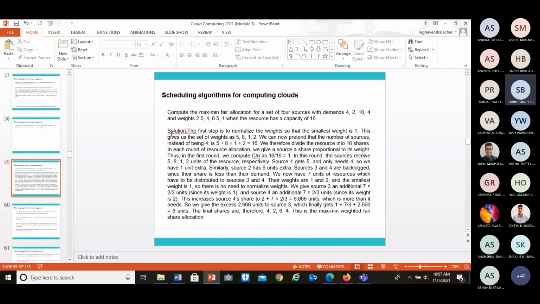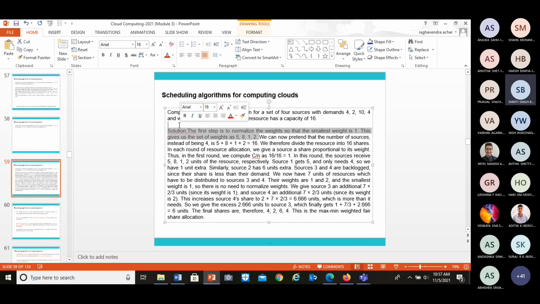Yes, we started with the solution. First, normalize the weight. What they have done is, as I mentioned, maybe 2.5, 4, 0.5, and 1. Instead of calculating that fraction, they have normalized. So this gives the weight as 5, 8, 1, 2. Okay, so this is over.